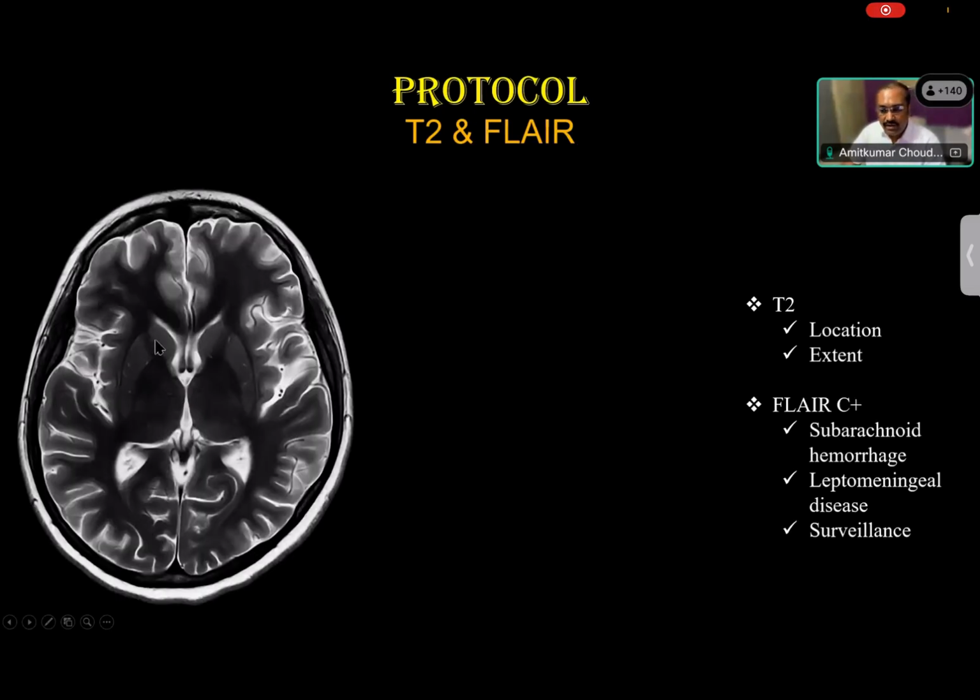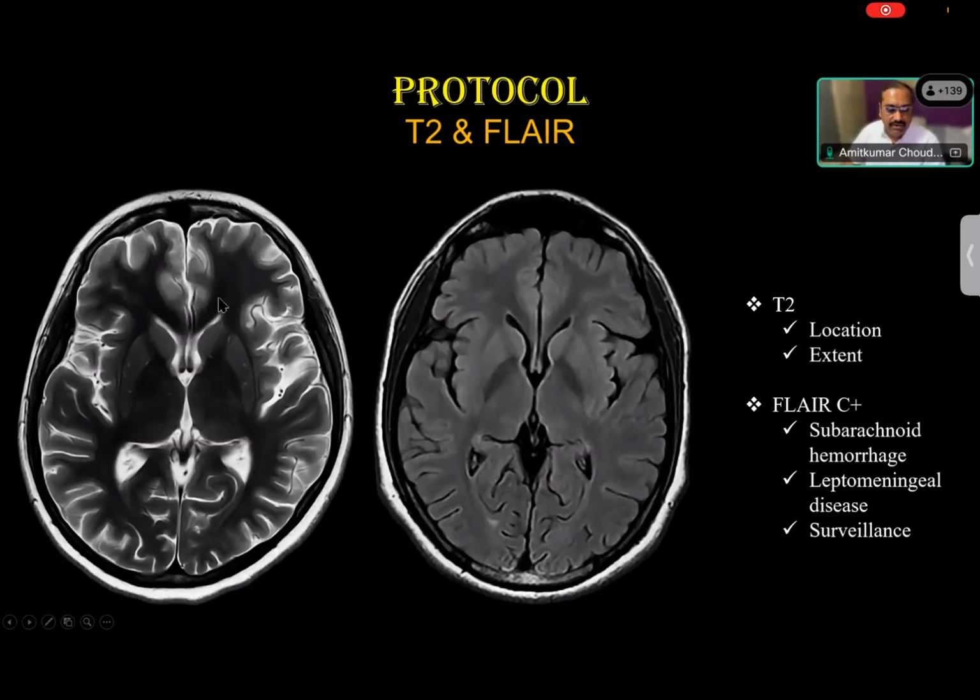Next sequence is T2 and FLAIR. So this is again used for looking at location and extent of neoplasm, as well as for looking at any subarachnoid hemorrhage, especially the FLAIR sequence, or for leptomeningeal seeding, for which we classically use post-contrast FLAIR imaging, as it is a highly sensitive sequence for diagnosing any leptomeningeal metastasis. So that is a FLAIR sequence. To tell you what is T2.